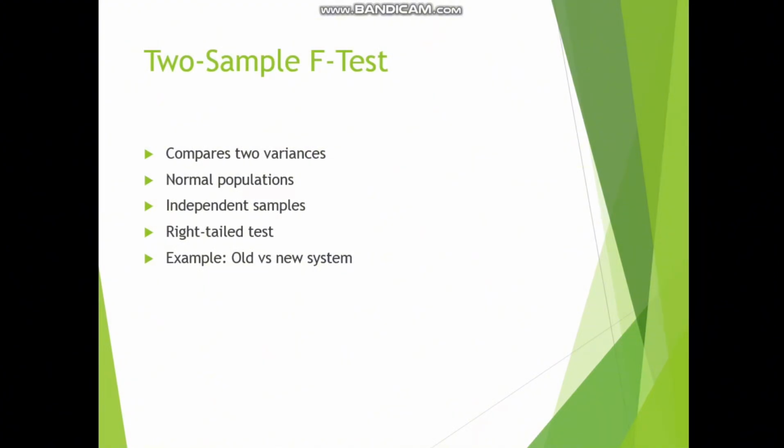The two-sample F test compares two population variances. For example, we compare an old system and a new system. The samples must be random and independent. If the F value is large, the variances are not equal.